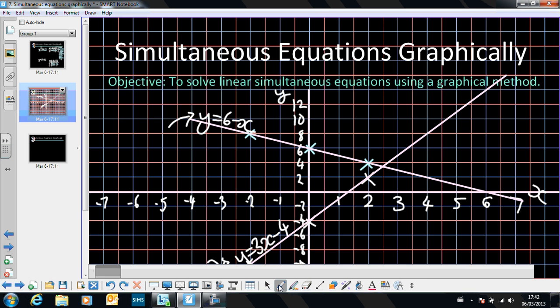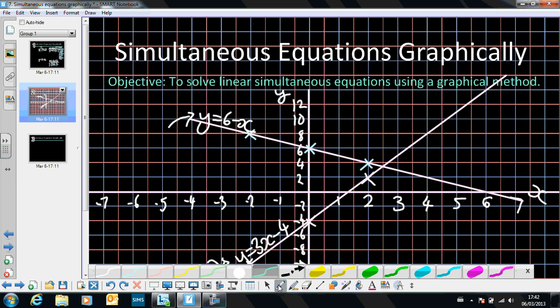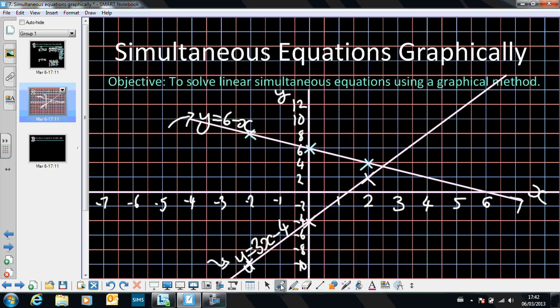Well, where's the point that works for both equations? It's this point here. Let's choose a different colour. You can probably guess where it's going to be. For both points, it's this one here. I'm not going to draw over the top of it because I want to try and be as accurate as I can. It's the intersection point, it's the solution.